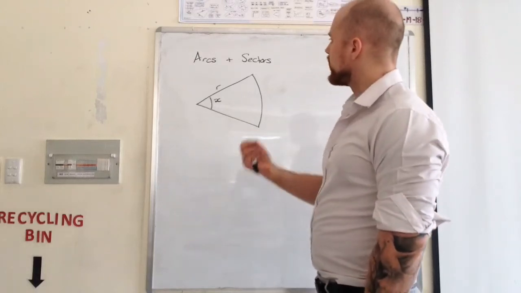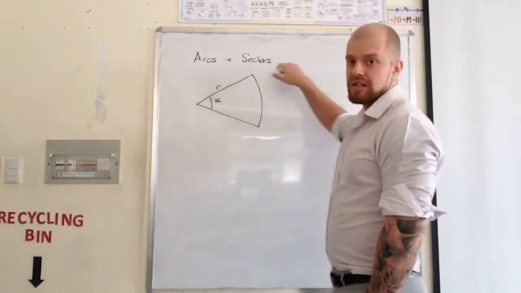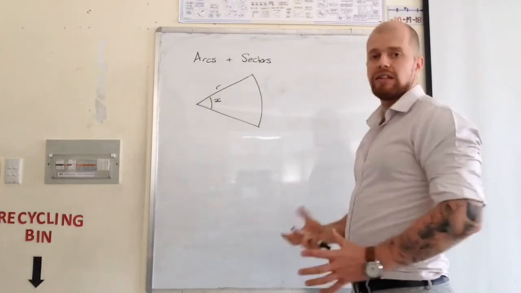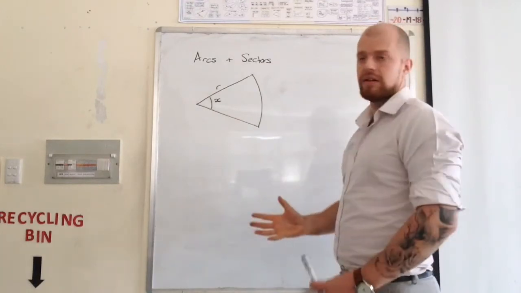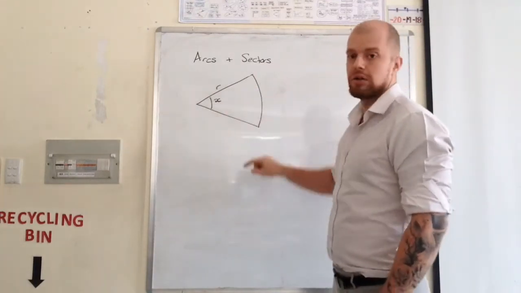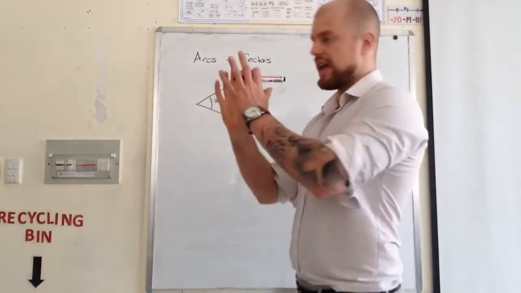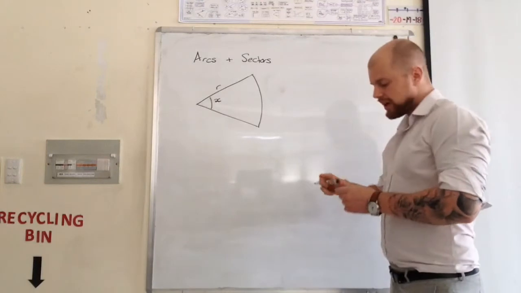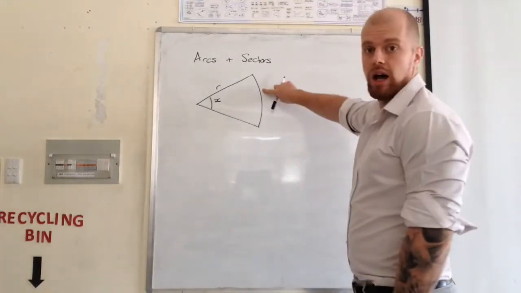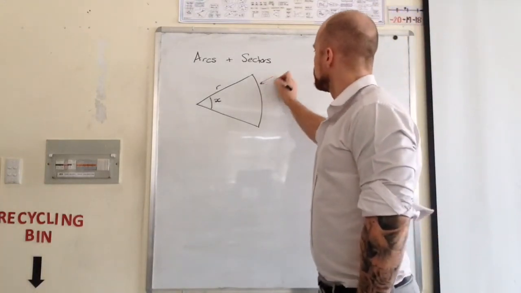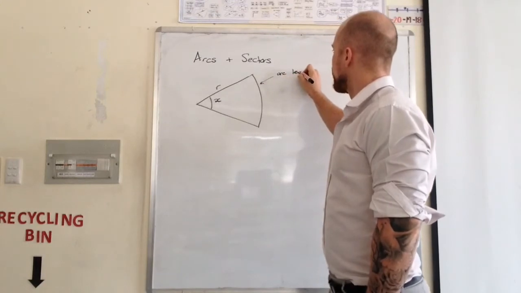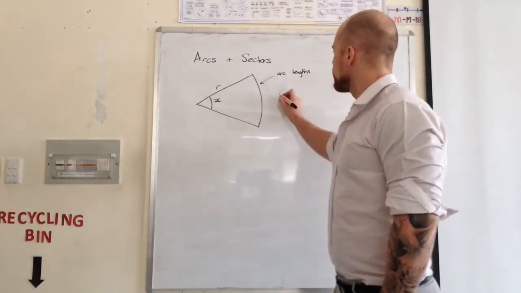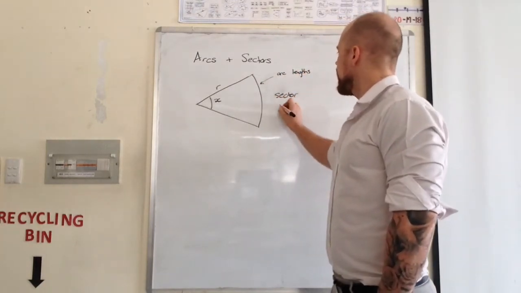Okay, here we're going to be looking at arcs and sectors. Now, a sector is basically a slice, okay? It's a slice of a circle. Think of it like a slice of a pizza. You take one slice out of your entire circle. What we're going to be looking at is arc lengths, and we're going to be looking at sector area.